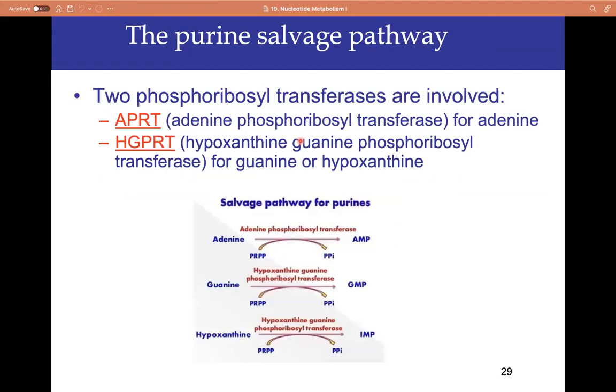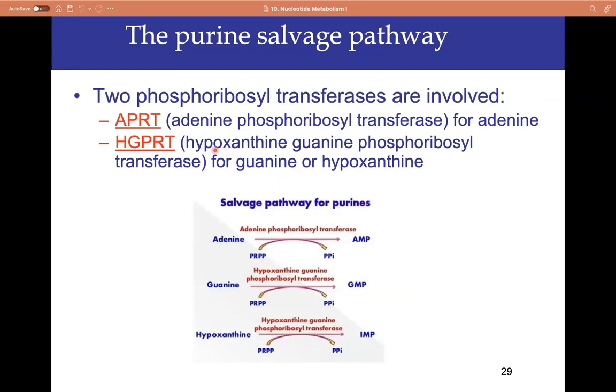All right, coming to the very end of this lecture, there are two transferase enzymes involved in this salvage pathway. There is APRT, otherwise known as adenine phosphoribosyl transferase. This is the enzyme which is used for the salvage of AMP. And then there's hypoxanthine guanine phosphoribosyl transferase. Quite a long name, but again, you can tell that it's to do with the salvage for guanine and hypoxanthine.